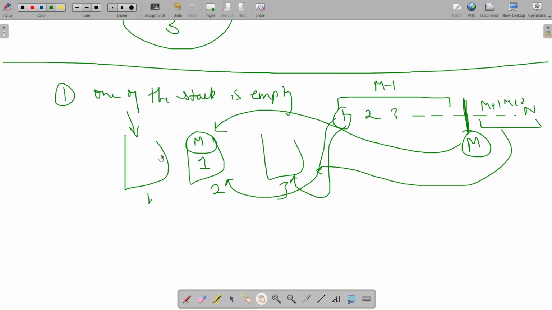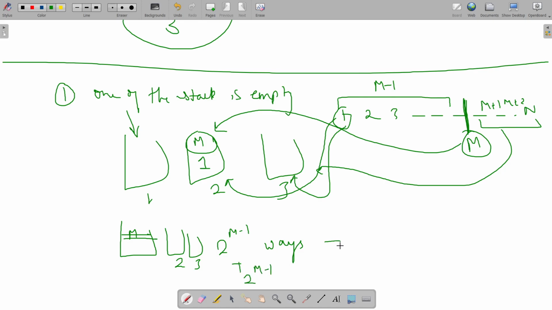So when the first stack is empty, there are 2 to the power m minus 1 ways. Similarly, if the second stack was empty, that would mean the first stack would contain the number m. It's basically just this case only. The numbering is reversed. So in that case, there would also be another 2 to the power m minus 1 ways, and the total number of ways will be 2 to the power m if one of the stacks was empty.